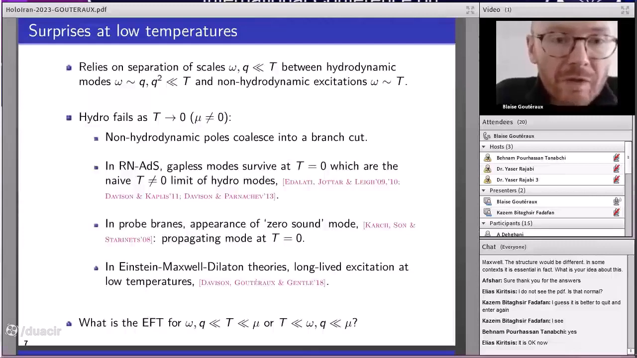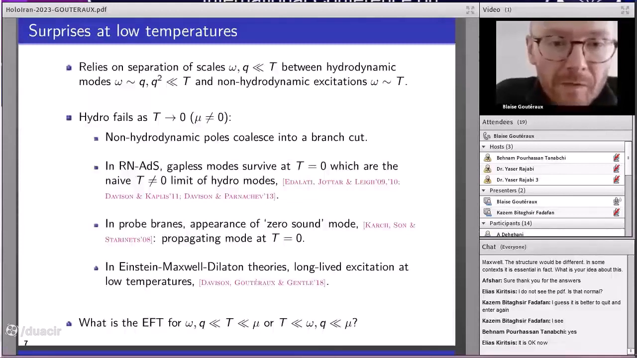This is a little strange because since you've taken T to zero, the zero temperature limit, you don't expect those hydrodynamic modes to persist to those low temperatures. Another surprise comes from considering so-called probe-brane setups, and there it's known that a zero sound mode appears. And by that I mean a propagating mode with a non-trivial velocity at zero temperature.